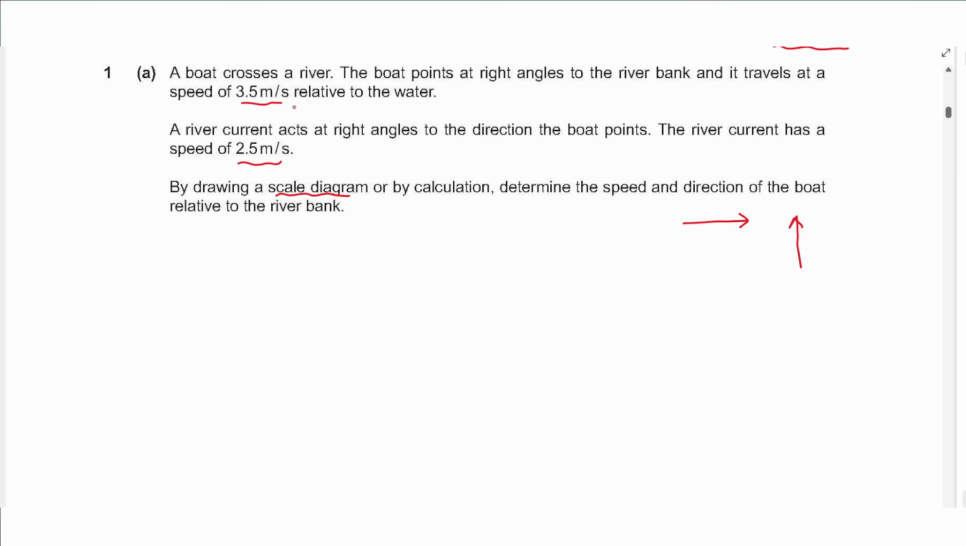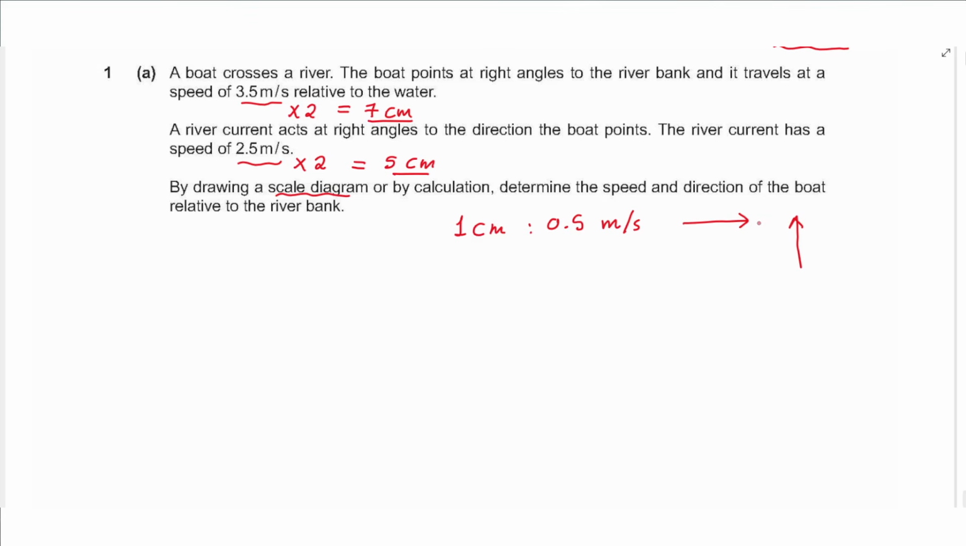We can multiply these by 2. When we get 3.5 times 2, you get 7 centimeters, and 2.5 times 2, you get 5 centimeters. That's actually a good scale for drawing this. So we basically multiplied by 2, which makes the scale of our drawing 1 centimeter representing 0.5 meters per second. So every centimeter on our diagram will represent 0.5 meters per second.